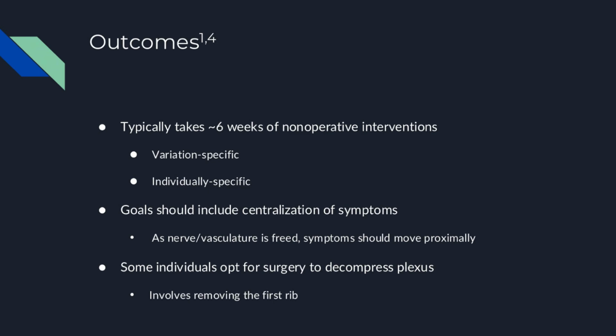A major goal would be centralization of these symptoms, especially with the neurologic tissue. We would want to make sure that the brachial plexus was free and could move freely throughout the upper extremity into the thoracic region. And we should be trying to move those symptoms proximally to that area from either their fingers or wherever they're stating they're getting these symptoms, moving it back up centrally.